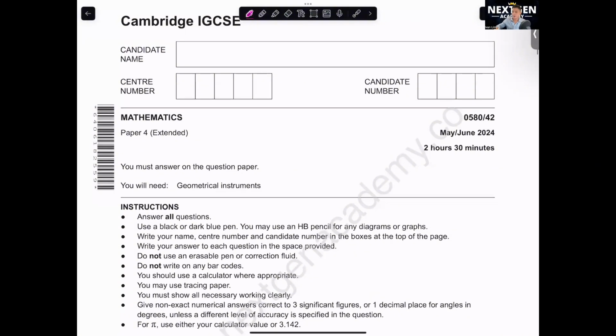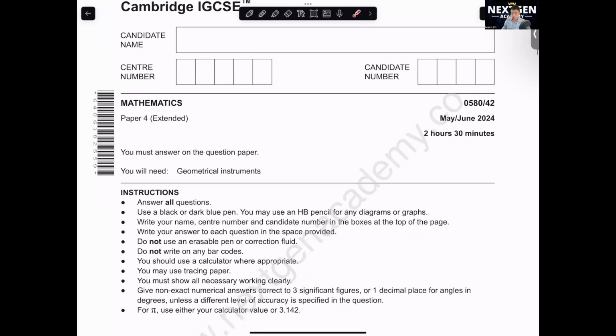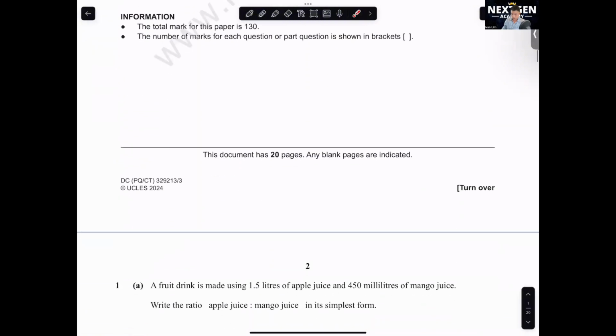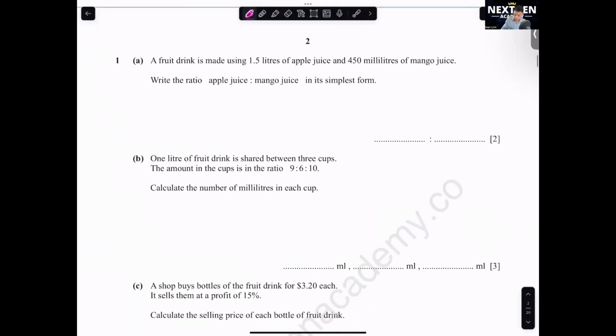All right. Okay, welcome back, my NextGen family. Today we are going to go through this paper, May-June 2024, paper 4-2. This is a 130 marks paper, a 2.5 hours long paper. So make sure you all get enough rest. And we'll go straight into the first question.